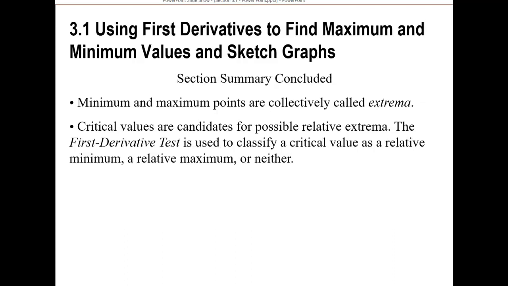And then critical values are candidates for possible extrema. They don't have to lead to one, but they're the only places that you need to check. And then you use the first derivative test to classify as a max, a min, or neither. All right, there's a lot of stuff to learn in this first section that's going to carry over through the rest of chapter 3. So you will need to spend some time thinking through these problems because they are lengthy. All right, that is the end of section 3.1.